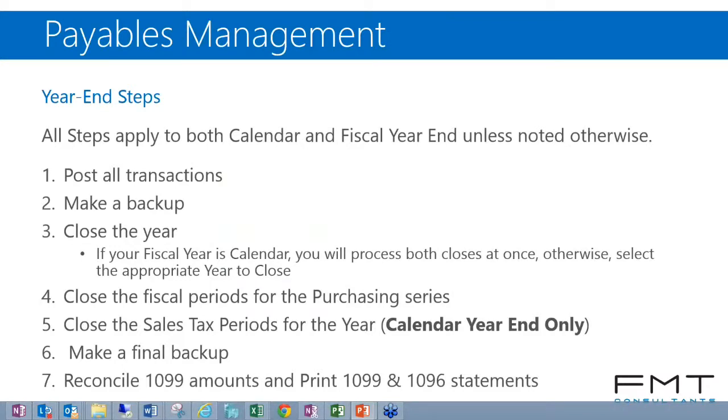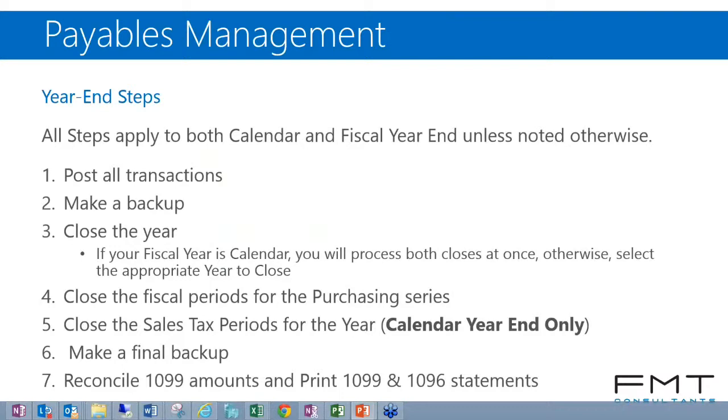You're going to make a backup. Again, with every module, you're going to see that. Make a backup. Then you're going to close the year. If your fiscal year is calendar, you're going to process both at once, just like we did with accounts receivable. Close the fiscal periods for the purchasing series. Again, it's just good financial accounting controls to keep only the periods that you're actively posting in open. Make a final backup.